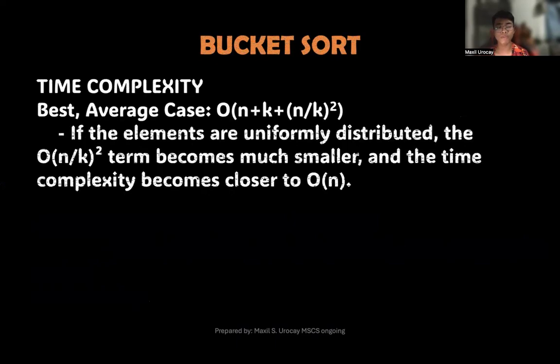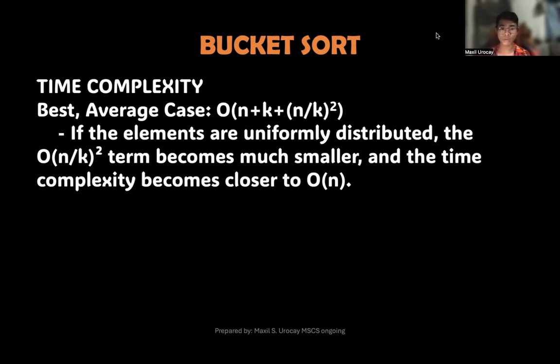For time complexity, the best and average time complexity is O of n plus k, where if the elements are uniformly distributed, the O of n squared divided by k term becomes much smaller and the time complexity becomes closer to linear complexity. That means the time complexity of bucket sort depends on n, the number of elements in the input array, k, the number of buckets used, and m, the number of elements per bucket, or the average number of elements in each bucket. Because there are a lot of cases inside your bucket sort.